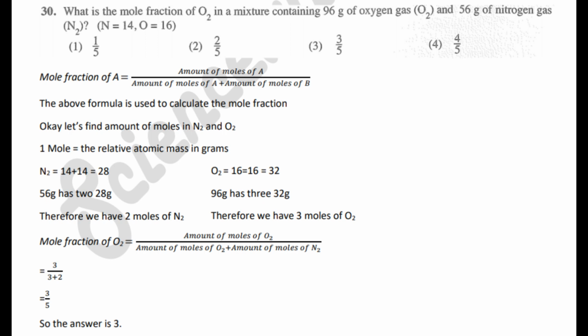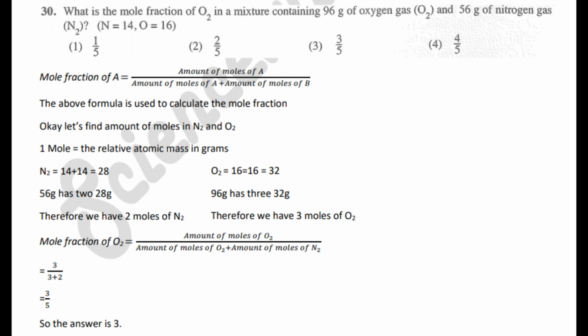Last one, 30th. What is the mole fraction of oxygen in a mixture containing 96 grams of oxygen and 56 grams of nitrogen? So this is the formula we use to calculate mole fractions. Mole fraction of A equals the amount of moles of A divided by the amount of moles of A plus the amount of moles of B. That means from the mixture, we divide what we want to know to get the mole fraction of what we want to know.